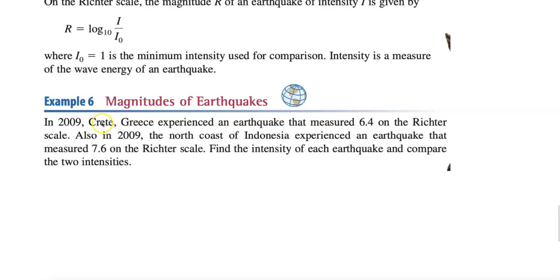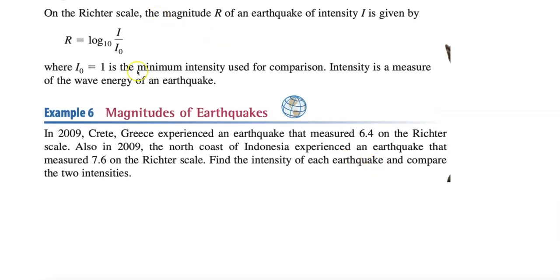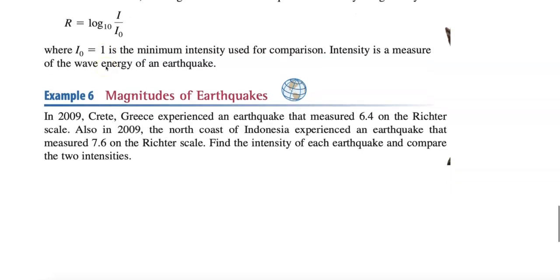So in 2009, Crete, Greece experienced an earthquake that measured 6.4 on the Richter scale. So that was their R. Also in 2009, the north coast of Indonesia experienced an earthquake that measured 7.6 on the Richter scale. Find the intensity of each earthquake and compare the two intensities. So all we're going to do is substitute these values in for R and solve. Now remember, I0 is going to be 1, the minimum intensity we're going to use to gauge.